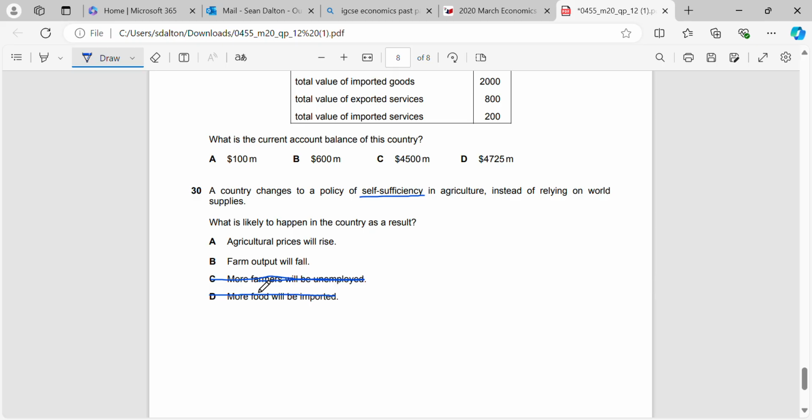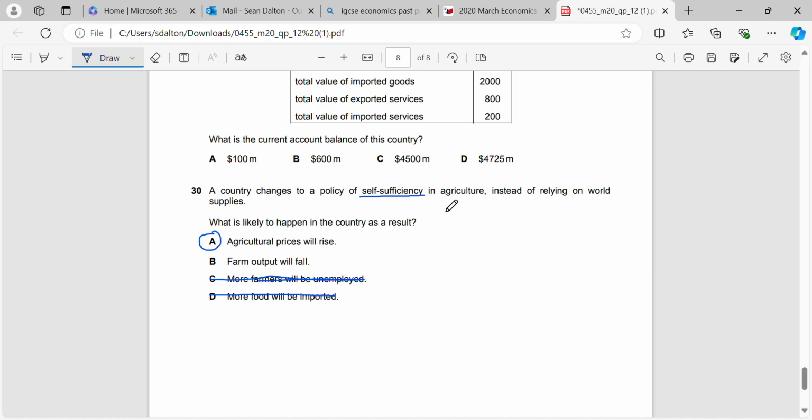So it doesn't mean that there'll be more unemployment created, because what's likely to happen is the supply of goods that are sold on the domestic market and the supply of goods that are exported will likely reduce. So there may be fewer jobs available, but they're unlikely to be less employed. So the correct answer here is A, and why is that?